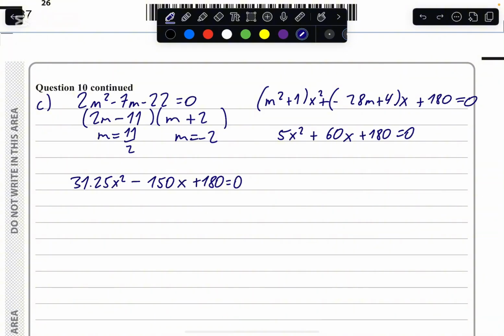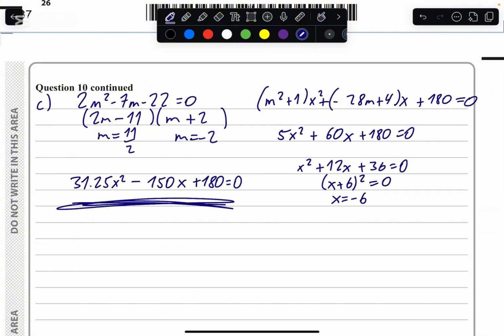If we simplify this one here, we get x squared plus 12x plus 36 is equal to 0. Since it is a tangent, we will get a perfect square, so this is a perfect square here, which we can factorize to be x plus 6 all squared is equal to 0. So x is minus 6 for this one.